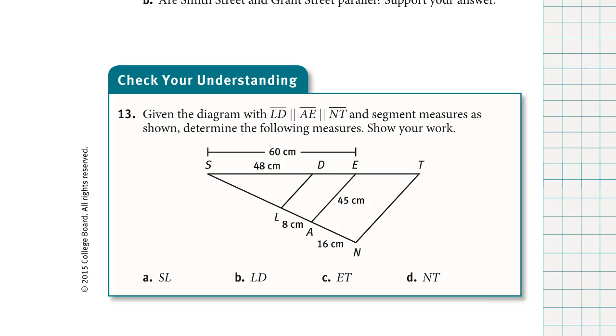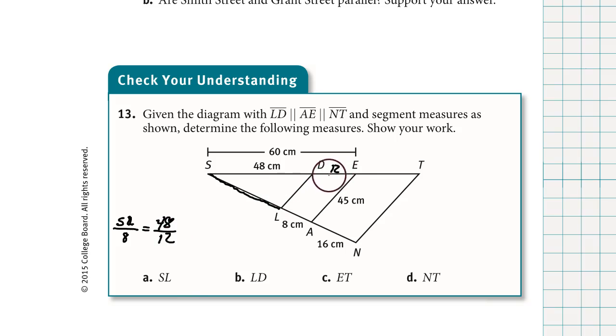Here's a check your understanding question. Given the diagram with some lengths parallel, determine the following measures, show your work. Let's work question A together, and then I'll pause the video for you to try the others. Say we want to find length SL, which is this side right here. This time I'm just going to call it SL instead of putting a single letter variable on it. We could make a proportion like this. SL is to the 8 as 48 is to length DE. Length DE is 12.